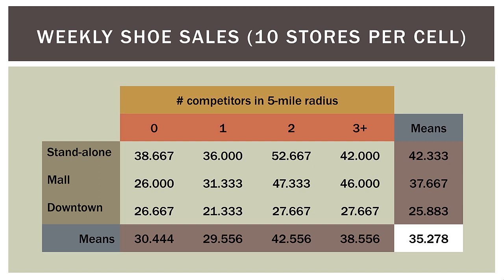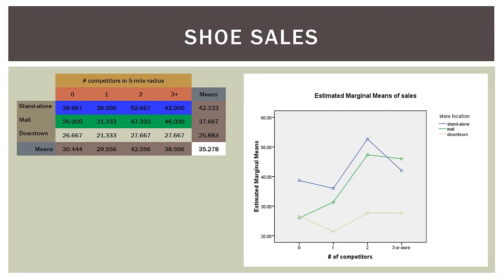And there are 10 shoe stores in each cell. So what you're looking at here are cell means. Cell means. So 10 stores are combined to generate these means in this table. So let's go ahead and look at our estimated marginal means graph that comes out of SPSS. Now I've tried to color code these so you can see exactly where everything is.